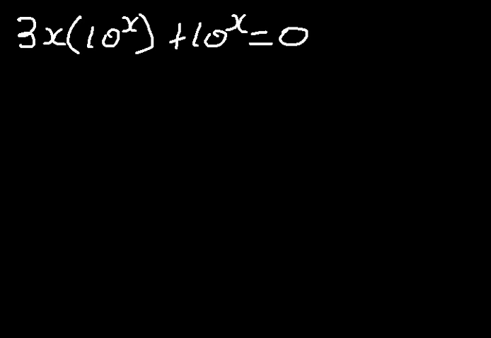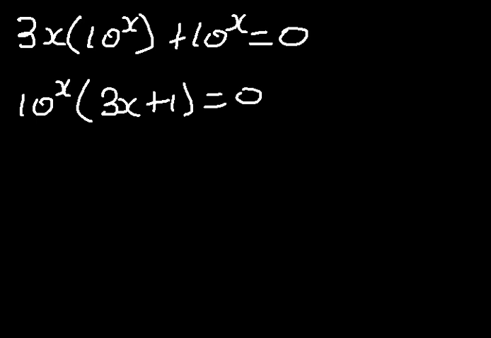So now, how should we be able to solve for this equation? We have the common factor, which is 10 to the power x, so we just have to factor it out. We'll have 10 to the power x times (3x + 1), which is equal to 0.